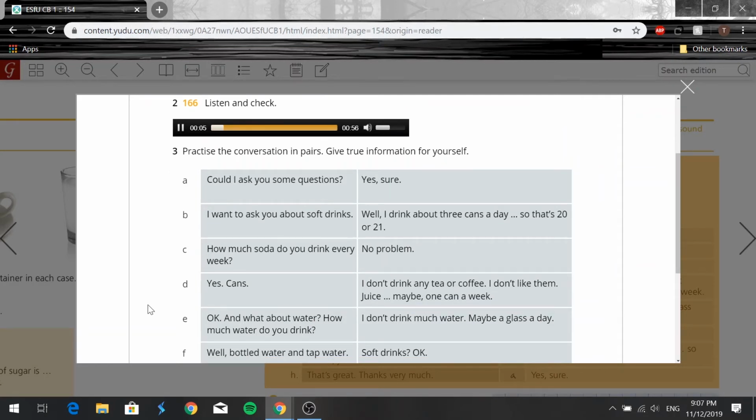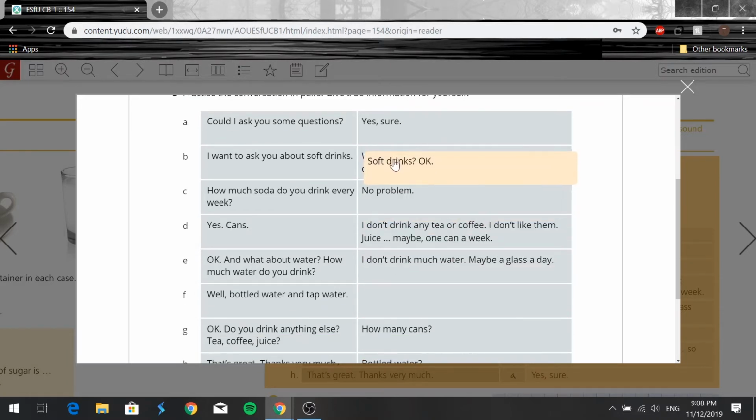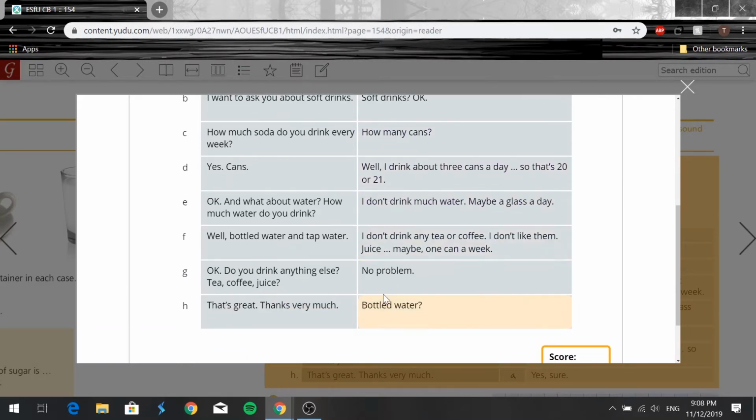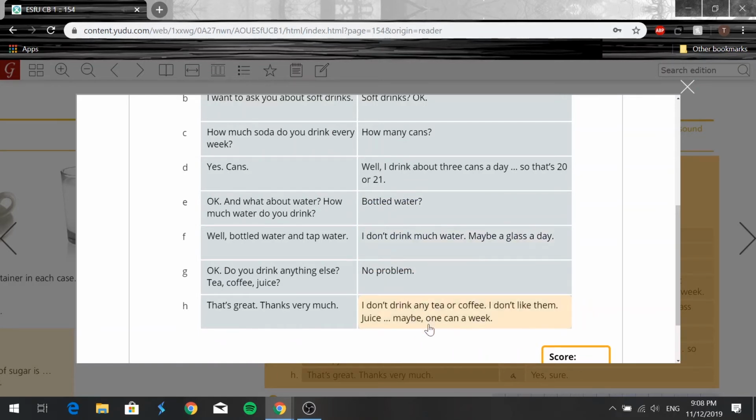Exercise D2. Listen and check. Could I ask you some questions? Yes, sure. I want to ask you about soft drinks. Soft drinks, okay. How much soda do you drink every week? How many cans? Yes, cans. Well, I drink about 3 cans a day. So that's 20 or 21. Okay. And what about water? How much water do you drink? Bottled water? Well, bottled water and tap water. I don't drink much water. Maybe a glass a day. Okay. Do you drink anything else? Tea, coffee, juice? I don't drink any coffee or tea. I don't like them. Juice? Maybe 1 can a week. That's great. Thanks very much.